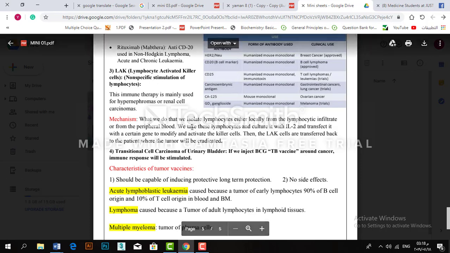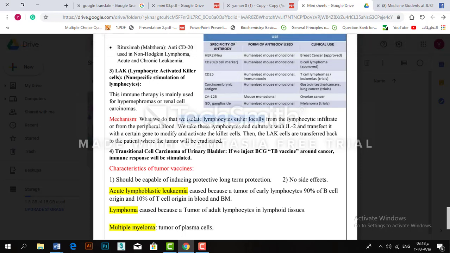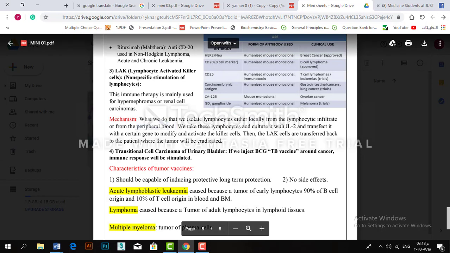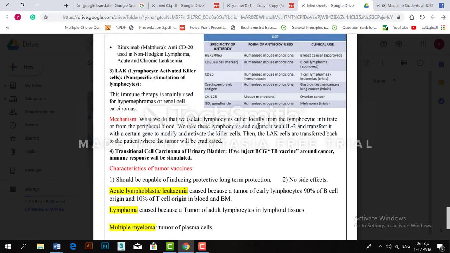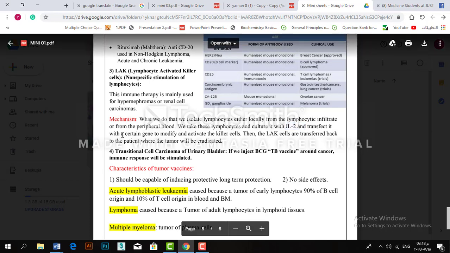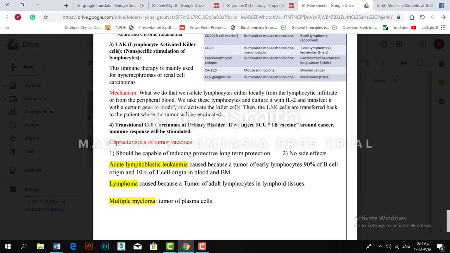So what we do, we isolate lymphocytes either locally from the lymphatic infiltrate or from the peripheral blood. We take these lymphocytes and culture them with interleukin 2 and transfect them with a certain gene to modify and activate the killer cells. Then the LAK cells are transferred back to the patient where the tumor will be eradicated. Now, transitional cell carcinomas of the urinary bladder.